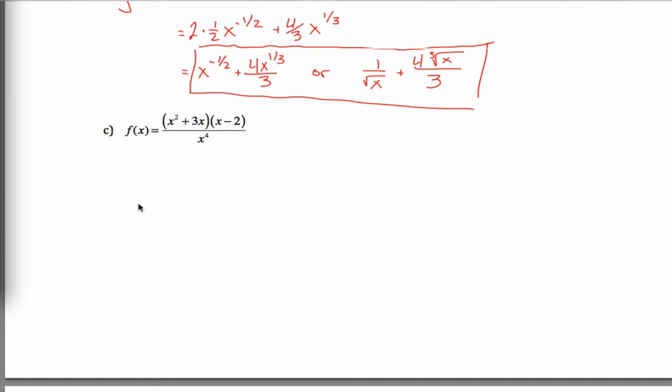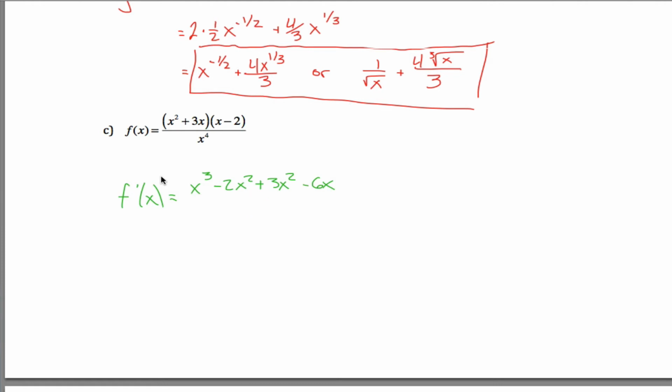So what we can do is rewrite this thing in a form that won't require the product rule or the quotient rule. So if I expanded out the top, if I multiplied these two binomials, FOILed if you want, I get x cubed minus 2x squared plus 3x squared minus 6x over x to the fourth.